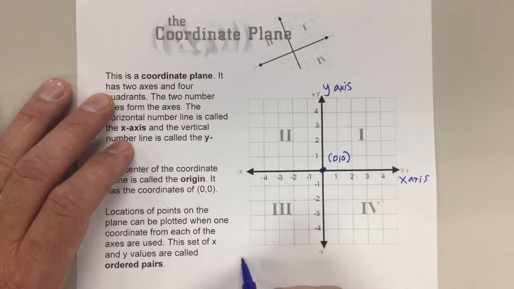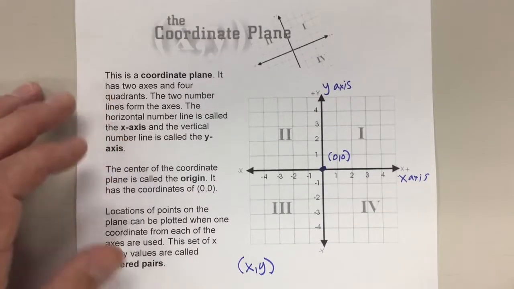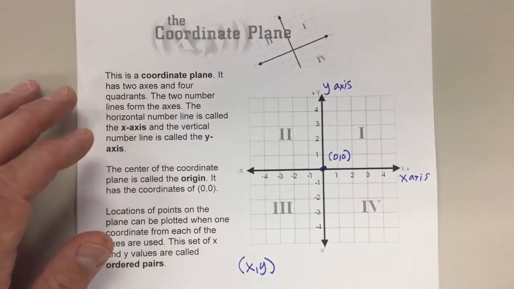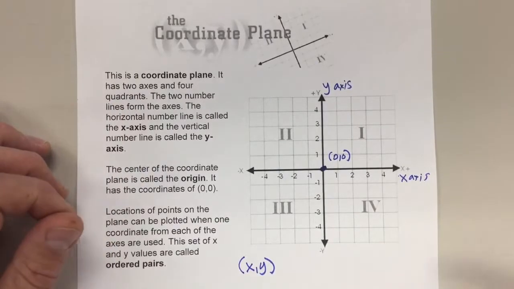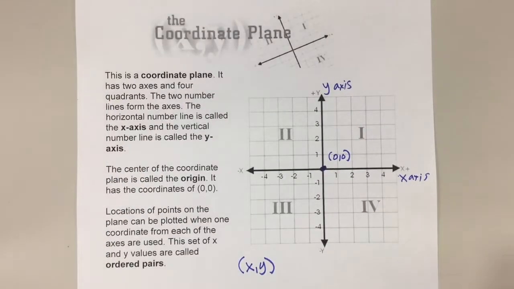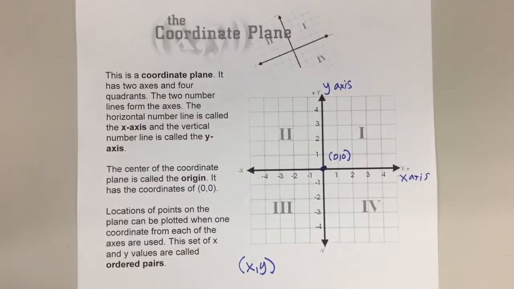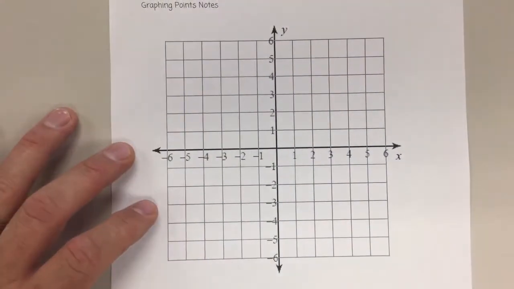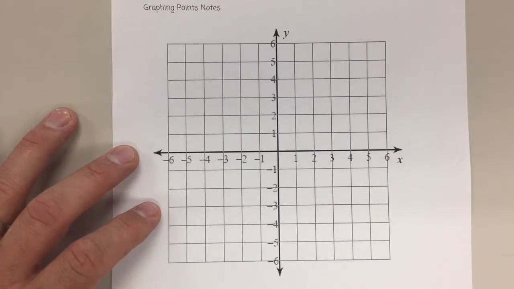Points can be graphed on this using the coordinates x, y. X always comes first, y always comes second. If you forget the order, just remember it's alphabetical order, like x, y, z. So we're just going to graph some points on this coordinate plane.